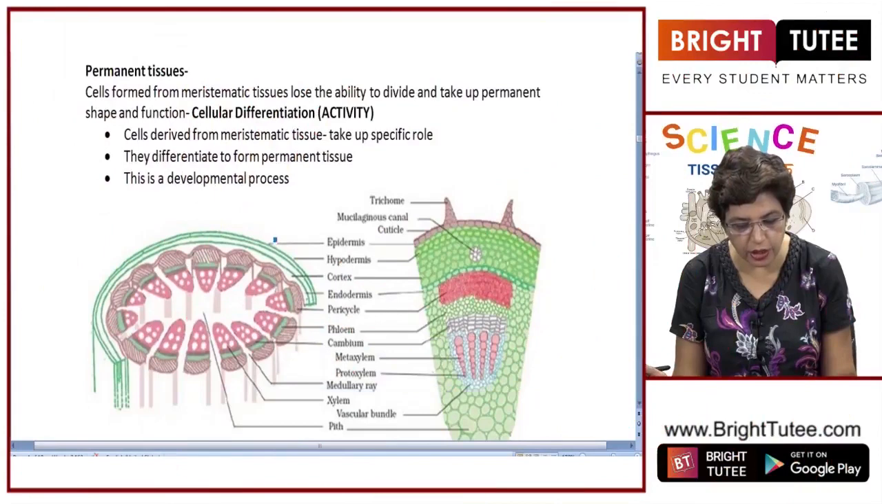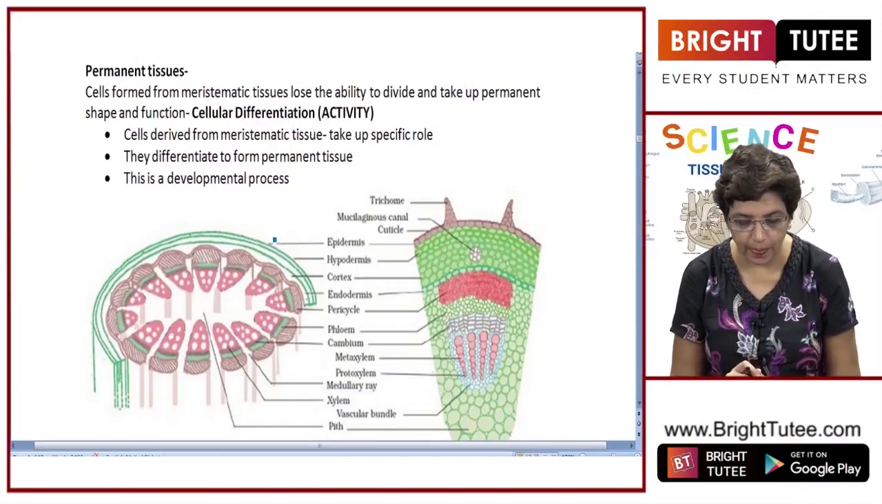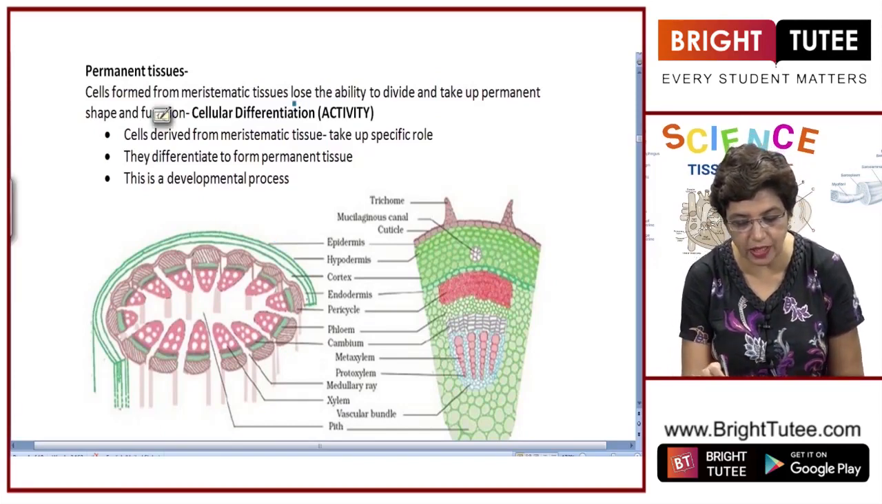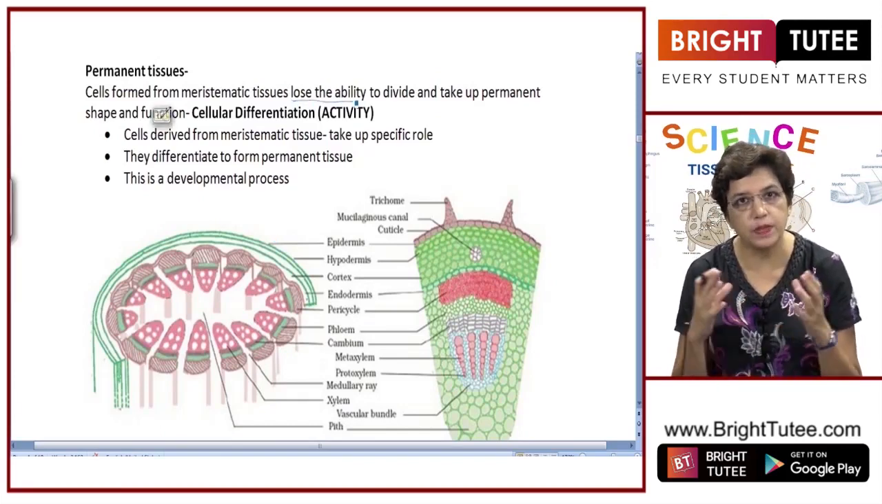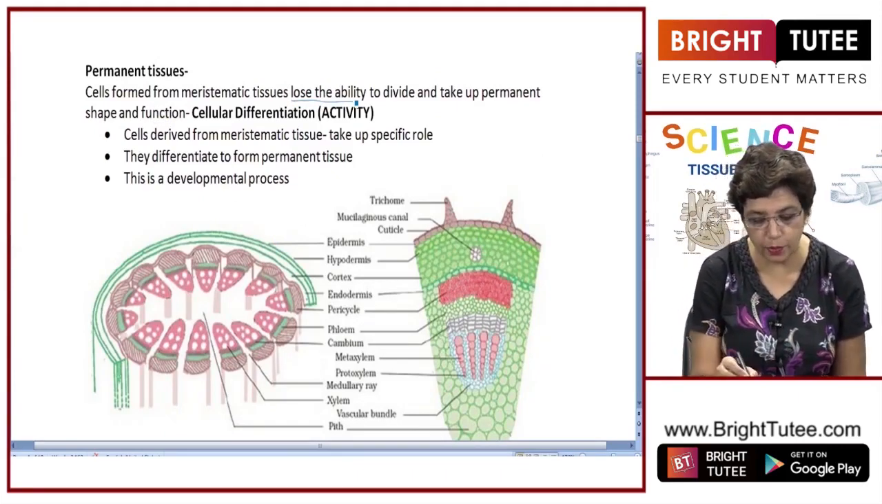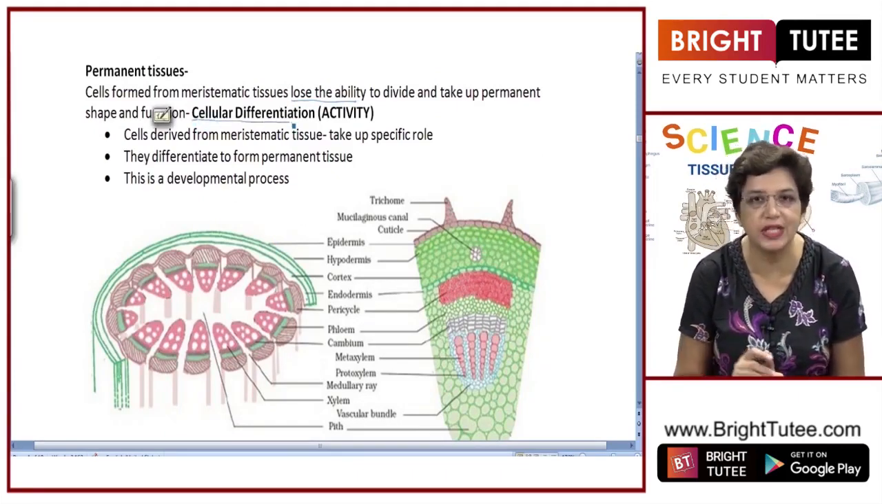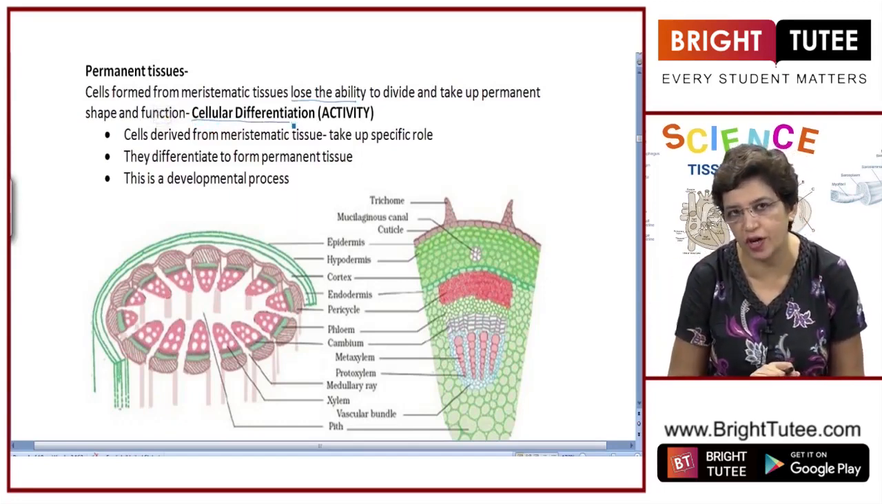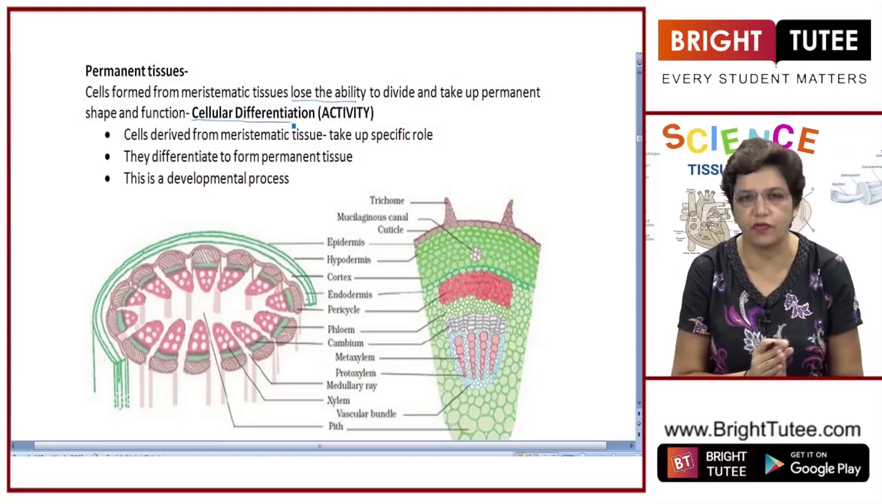The next type of plant tissue is the permanent tissue. Some of the meristematic tissue lose the ability to divide and take up a certain permanent shape and function. This process is called cellular differentiation. These different cells take up different structures and perform certain specific functions.